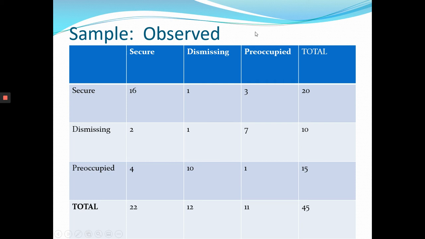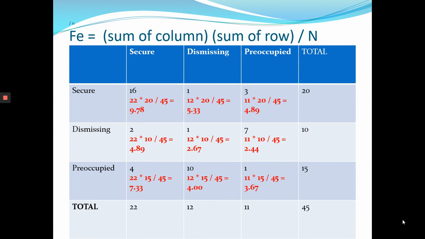We'll call this partner 2. Partner 1 in the rows, we had 20 partner 1s who were secure, 10 who were dismissing, and 15 who were preoccupied. Let's make sure we double check. Let's add our rows together: 45. Let's add our columns together: 45. So we probably didn't make a mistake. Now we take these numbers and do the expected values.